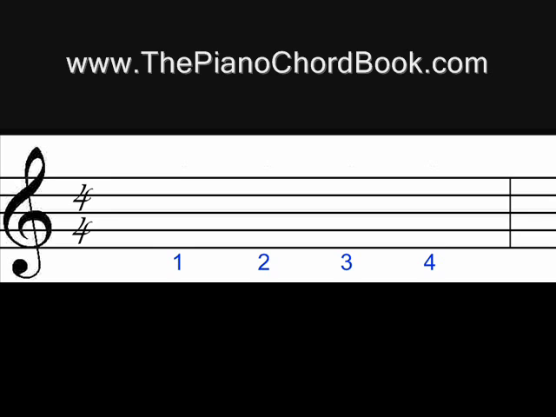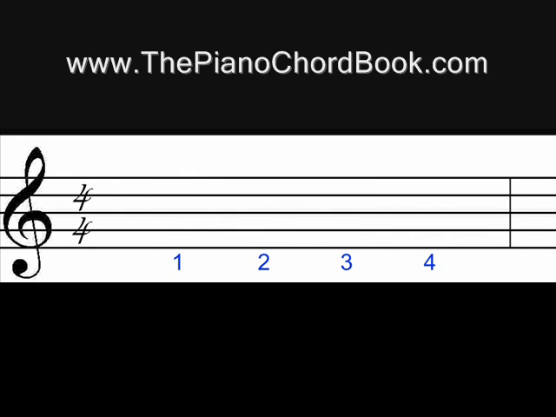Let's look at a two-measure example using whole notes, half notes, and quarter notes. Our first measure is going to be a whole note. Our second measure is going to be two quarter notes followed by a half note. So if this is our beat, it would sound like this. 1, 2, 3, 4, 1, 2, 3, 4.